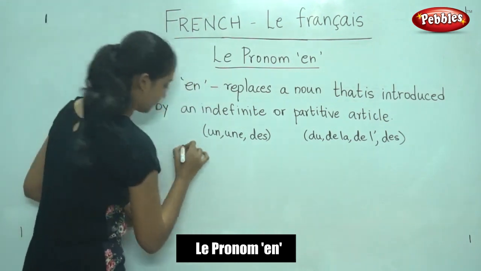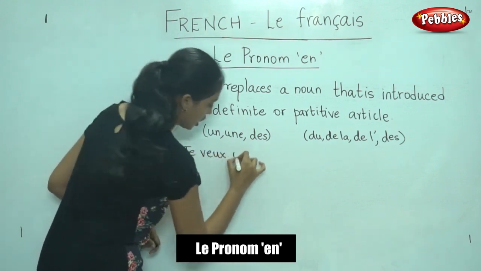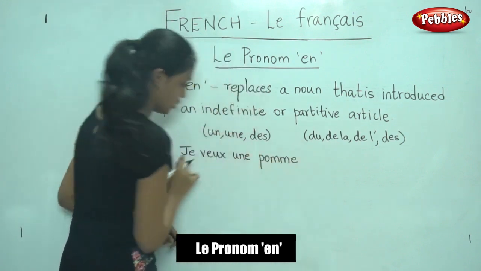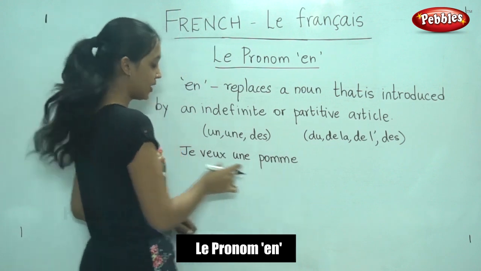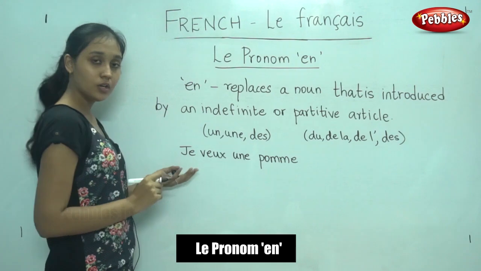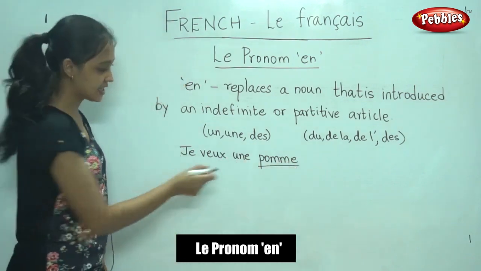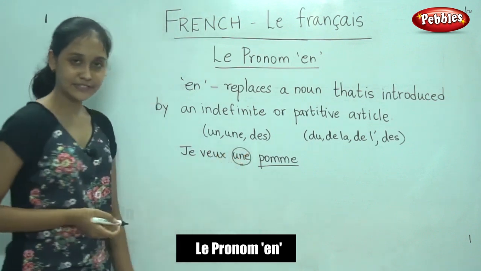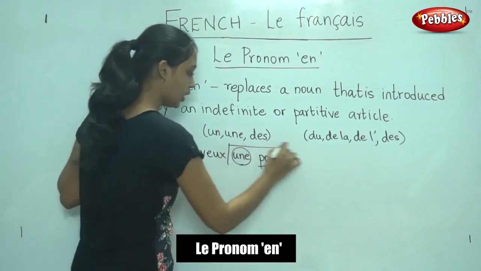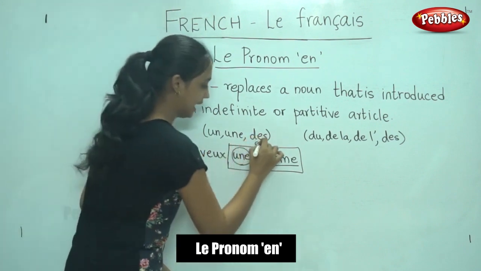So let us take an example. Je veux une pomme. I want an apple. Now, what is the noun here? Pomme, right? It is introduced by an indefinite article. So, we have to replace this whole une pomme, which is replaced by en.